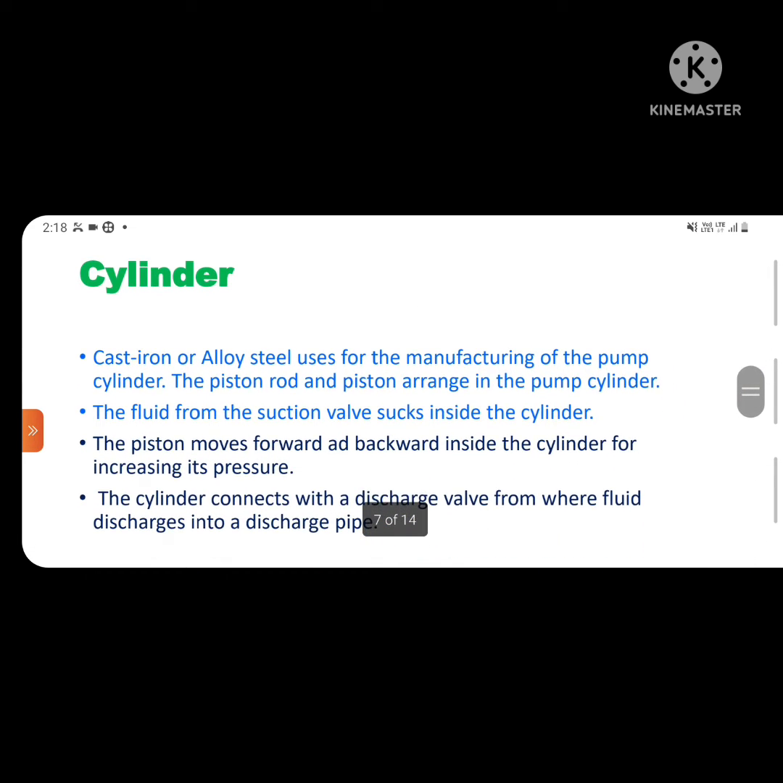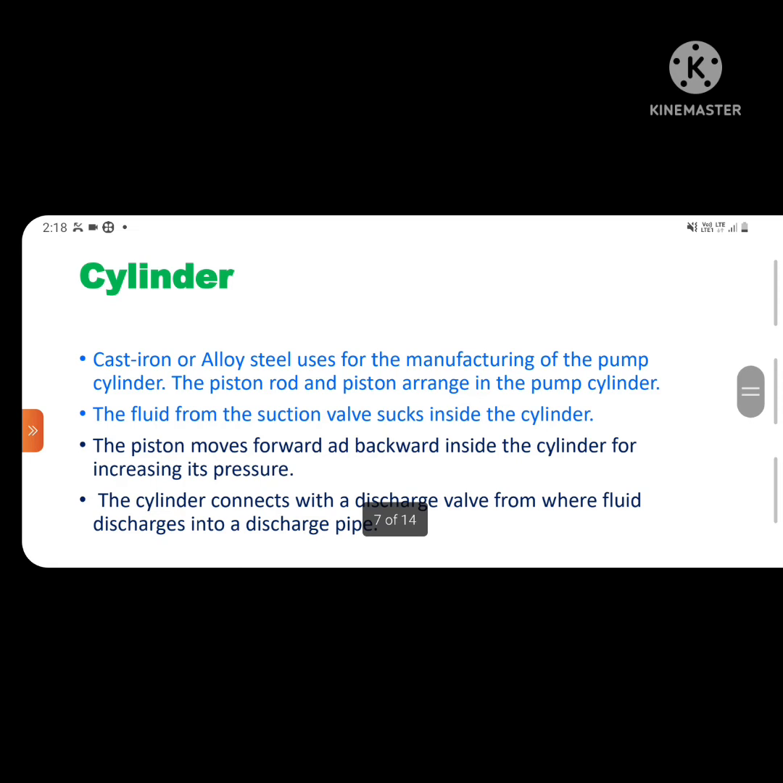Cylinder. Generally, the cylinder of a reciprocating pump is made of cast iron or alloy steel. The piston rod and piston are arranged in the pump cylinder. The fluid from the suction valve is sucked inside the cylinder. The piston moves forward and backward inside the cylinder to increase the pressure. The cylinder connects with the discharge valve, from where the fluid is discharged into the discharge pipe.